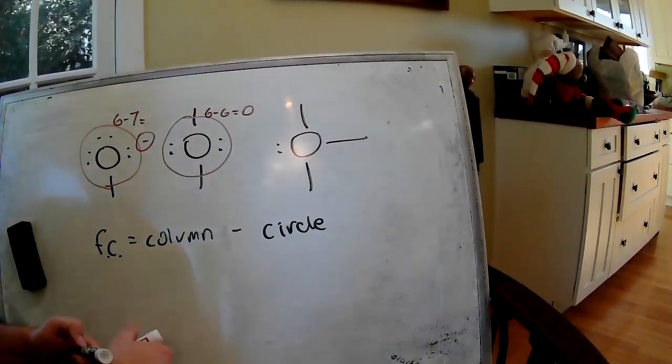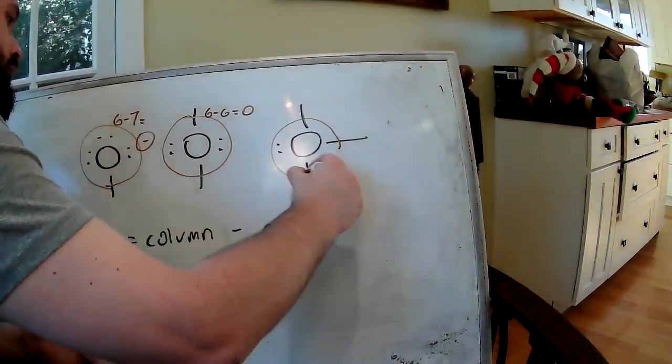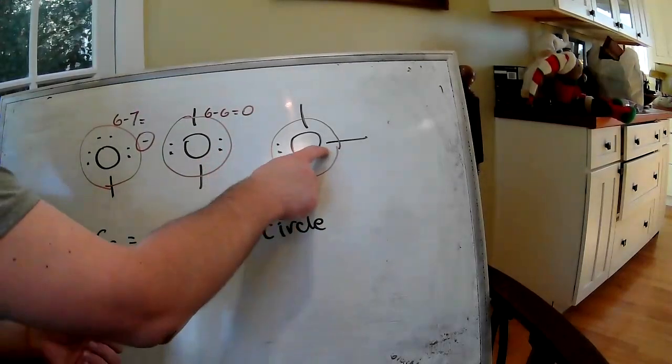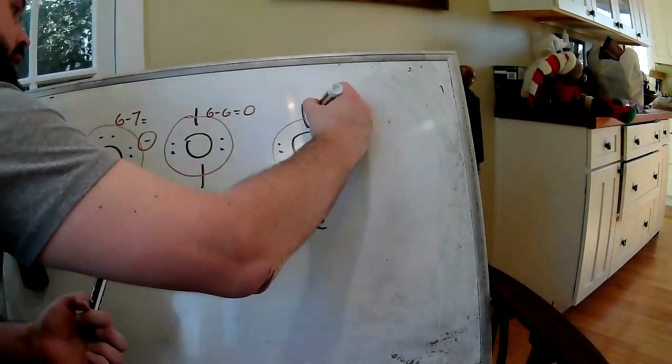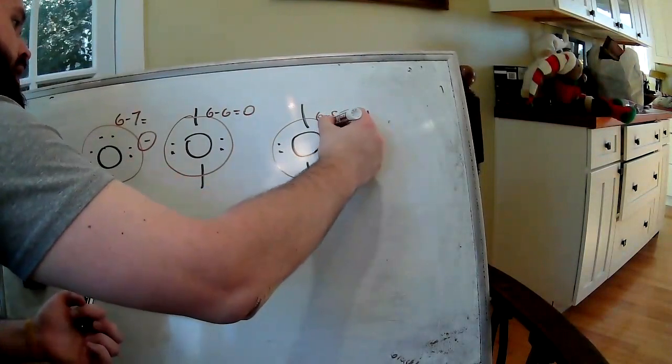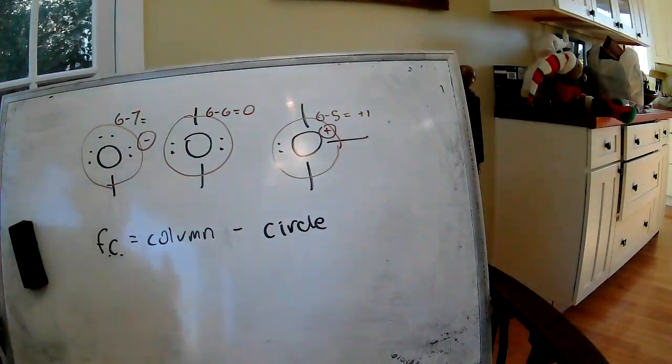All right, and then let's try this one over here now. I'm going to do our formula, 6 minus, and then 1, 2, 3, 4, 5. So we have 6 minus 5 equals +1. So this oxygen is going to have a positive formal charge.